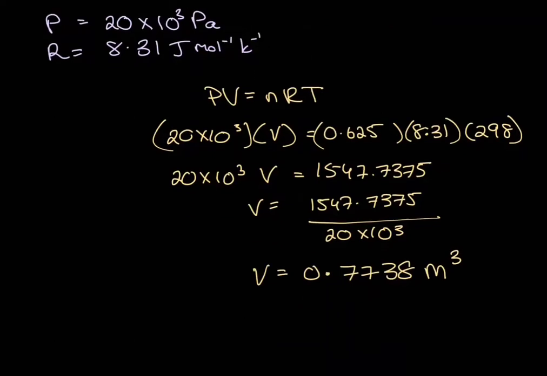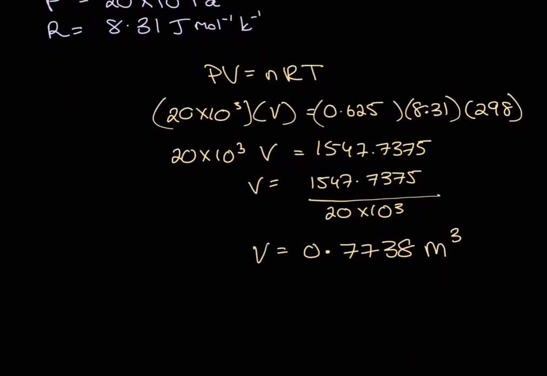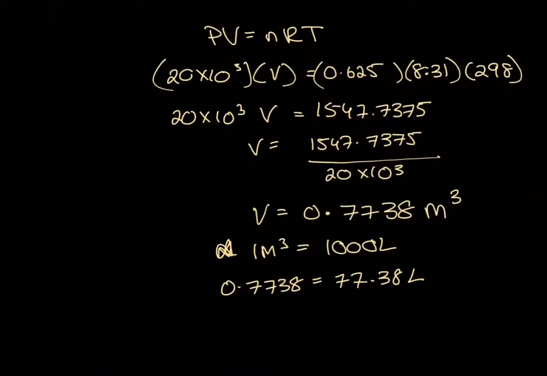Okay, so if you want to change that to liters, this is your conversion. 1 meter cubed is 1,000 liters. So if you multiply this side by 0.7738 and do the exact same to the 1,000, so you're multiplying both sides of the conversion by 0.7738, you'll get 77.38 liters. And that is your volume of the gas.